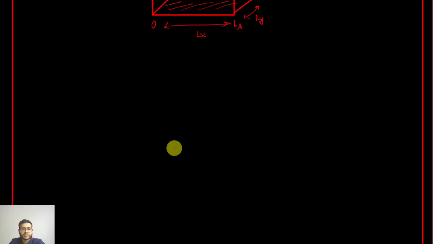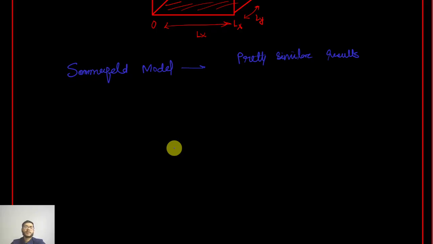What we figured out from these two systems in the Sommerfeld model is that it gives us pretty similar results. For example, the total energy, the ground state energy of the system, and some other quantities are pretty similar no matter how we define the boundary conditions. That means there is something more fundamental in the Sommerfeld model, right?